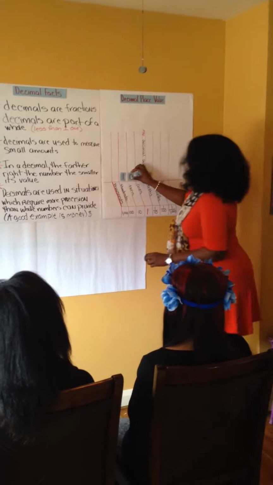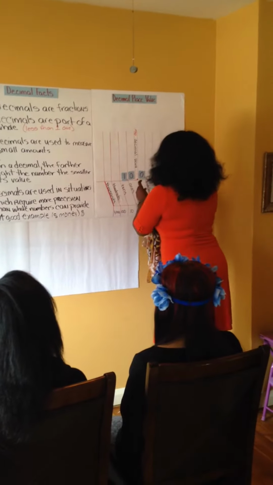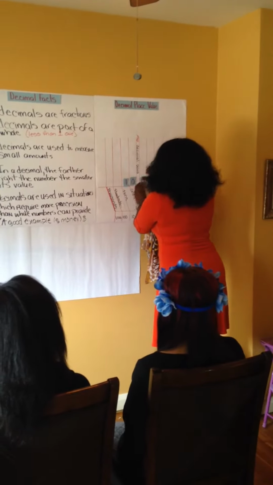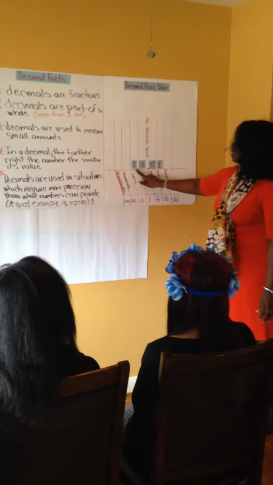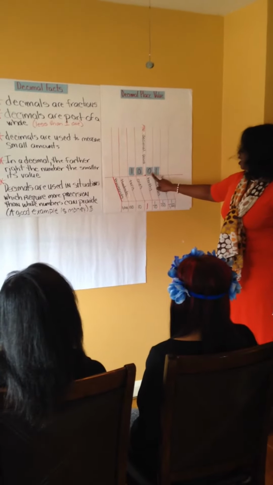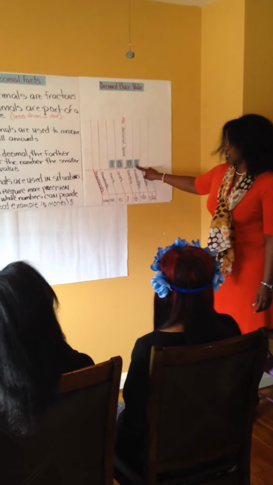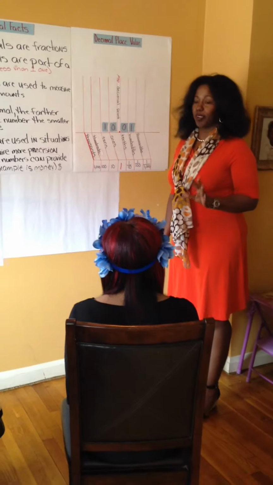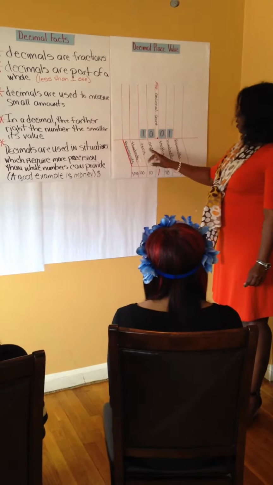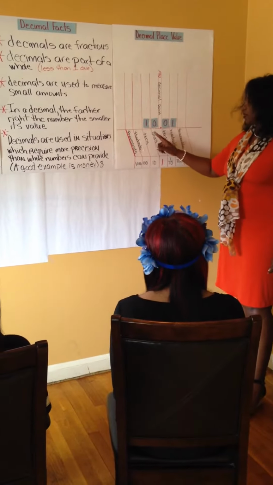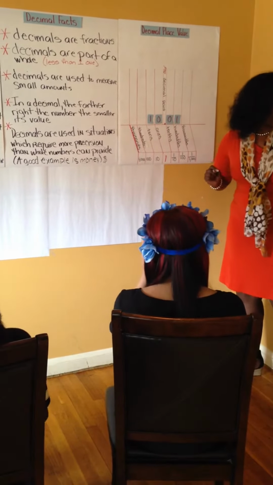Let's move these numbers around. Okay. Now, you read this number as 10 and 1,000 because we moved that digit, okay? So, on our decimal place value chart, I have put in a number. When we read this number, 10 and 100. Okay?